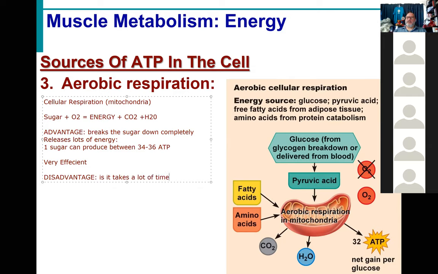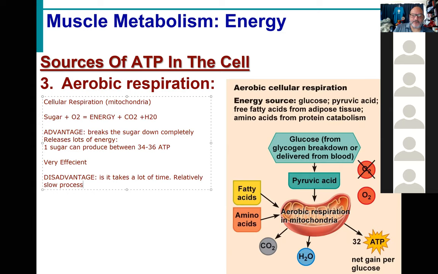I don't know how many of you have taken like 300 or 400. In those, you will actually talk about the process that takes place in the mitochondria, the citric acid cycle, also known as the Krebs cycle, about how it is all broken down. Because I know you'll get that in those classes, we are not going to study the Krebs cycle. We didn't when we talked about the cell, and we're not going to do it now. But what I will tell you is it takes a lot of time. So while it is a very efficient process, it's a relatively slow process.